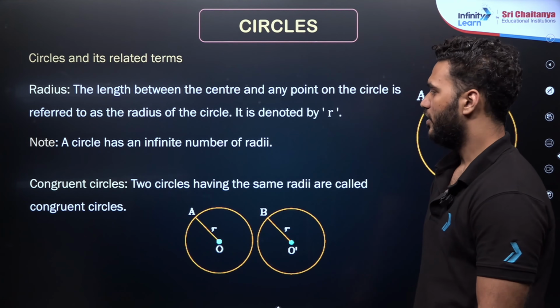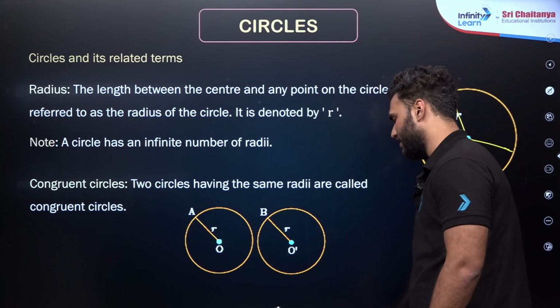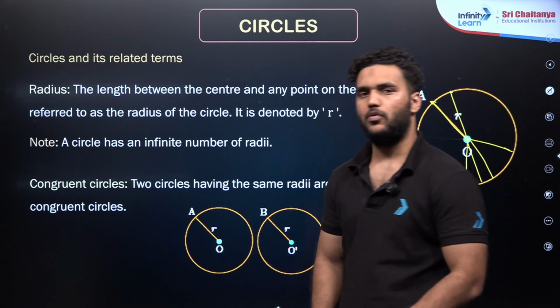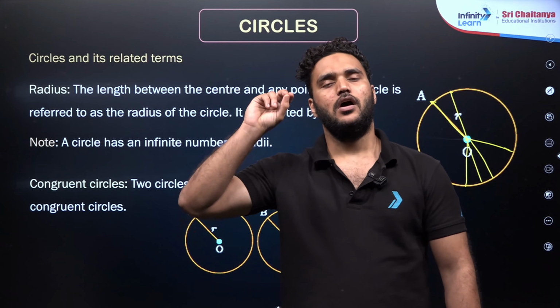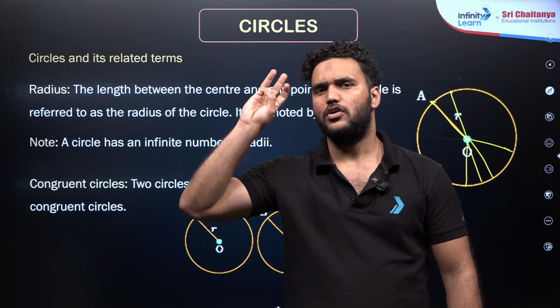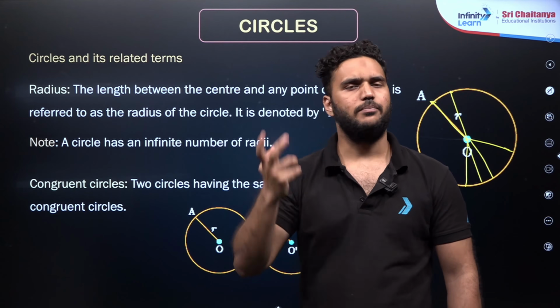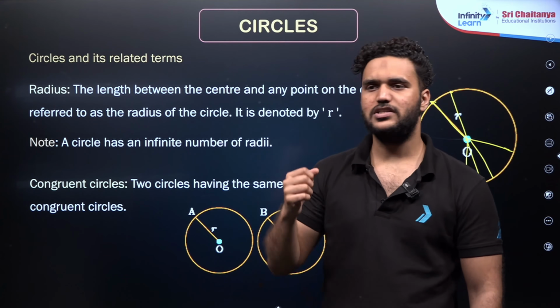Next, congruent circles. See, you have studied about triangle congruency. If two triangles are congruent, what can you say? Sir, the area will be equal, corresponding sides will be equal, corresponding angles will be equal, corresponding perimeter will be equal, all things will be equal.